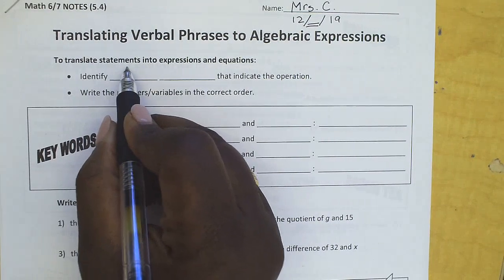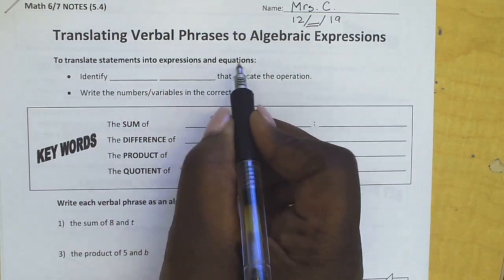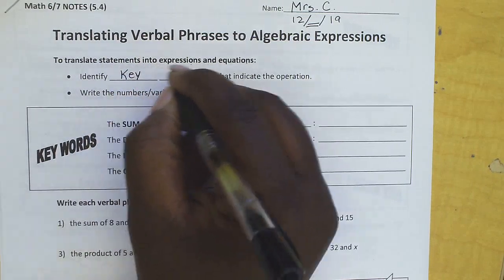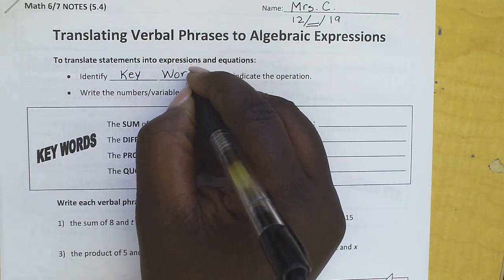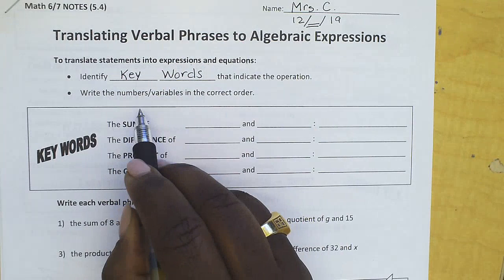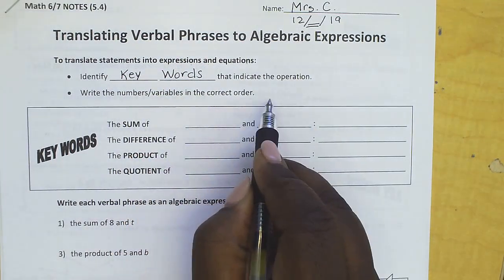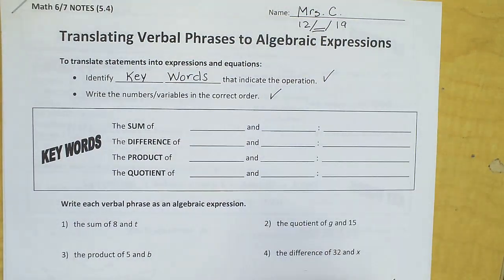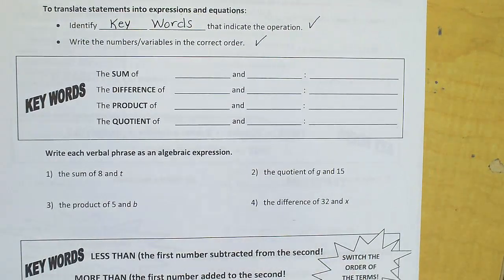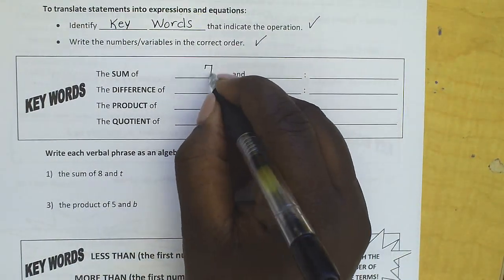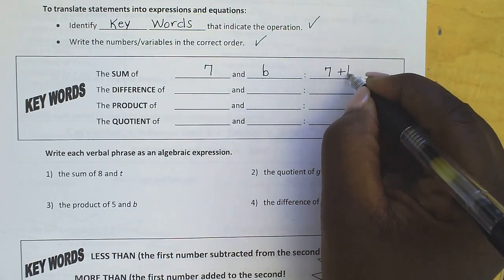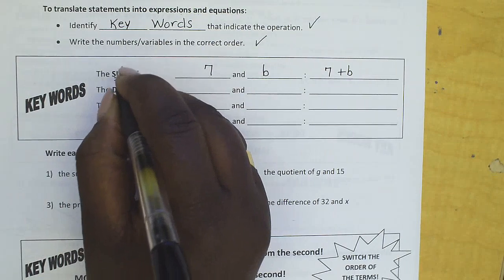To translate statements into expressions and equations, identify the key words. Write the numbers and variables in the correct order. These are the two key things to do. Let's do some examples. The sum of 7 and b is written as 7 plus b, where the sum means to add.